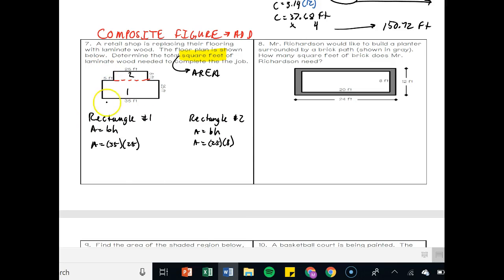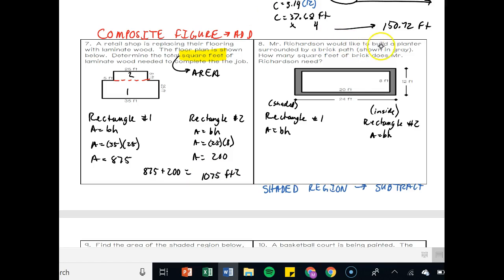So number 7, 35 by 25 for that first rectangle. In the second rectangle, 25 on top. So it's got to be 25 on its base by 8 feet tall. 25 by 8. Do the math. We got the area of each shape. Now simply add them together. That's the last step in a composite figure. So your answer, 1,075 feet squared.